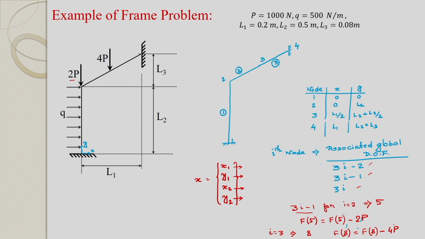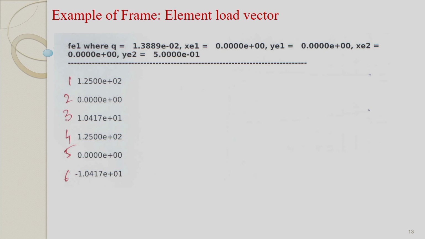So, for P equal to 1000 Newton, now if we write our global load vector, then the first position will be this. We are just adding this 1 to 6, second will be 0, third will be, fourth will be.